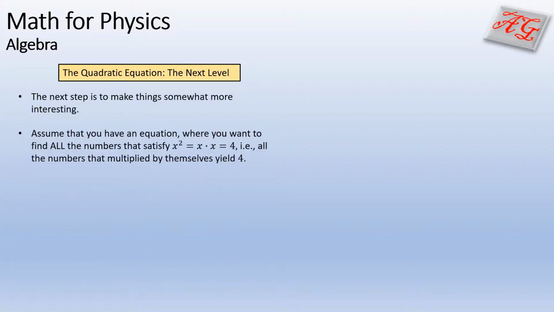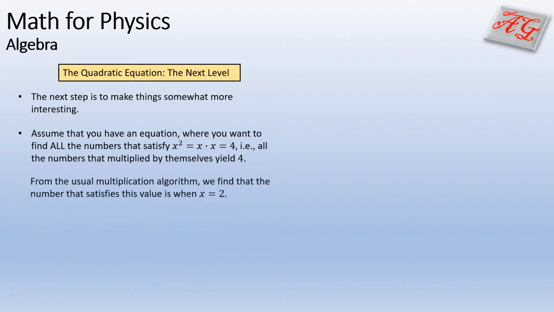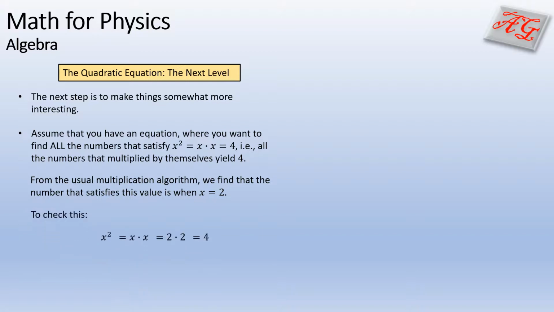Assume that you have an equation where you want to know what number multiplied by itself, or the number squared, yields 4. From the usual multiplication algorithm, and if you know your multiplication tables, it turns out that the value of x you are looking for is 2, and you can check it by replacing x by 2 in the equation, and it turns out that 2 multiplied by itself does yield 4.